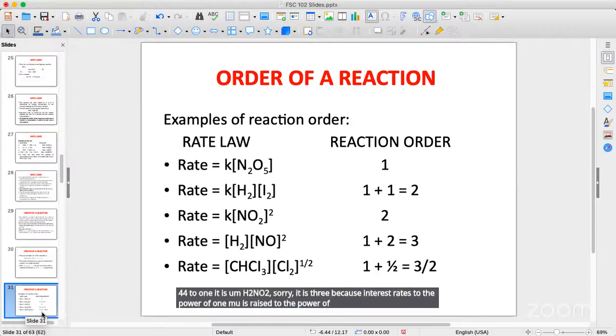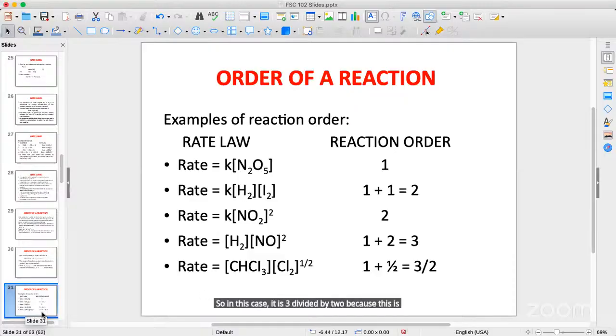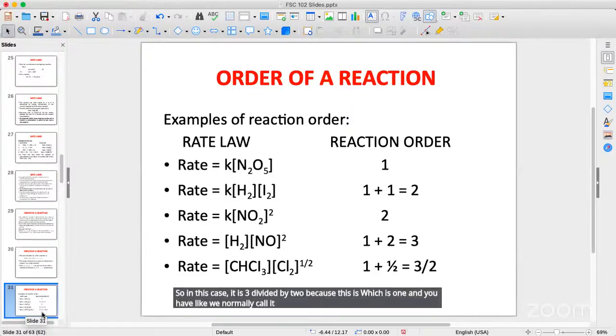And I said that order of reaction can also be fractional. So in this case, it is 3 divided by 2, which is 1.5, like we normally call it. So CHCl3 is raised to the power of 1 and Cl2 is raised to the power of half.